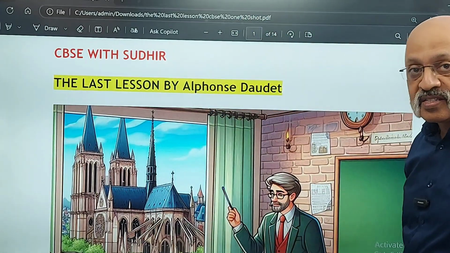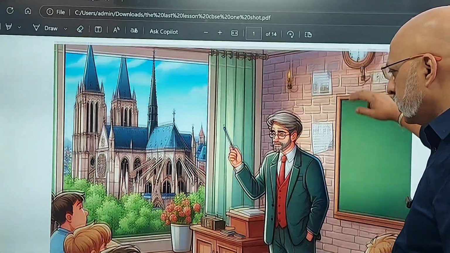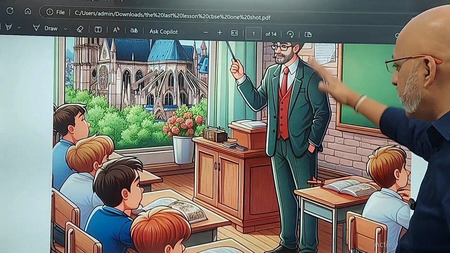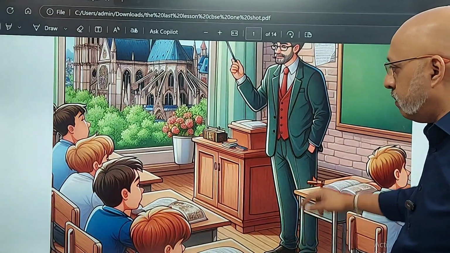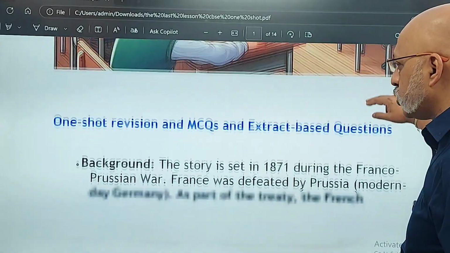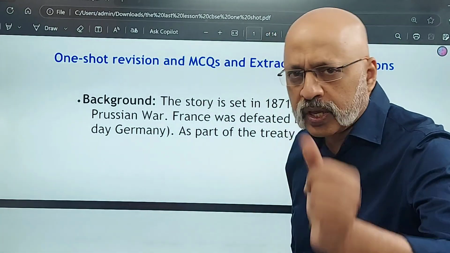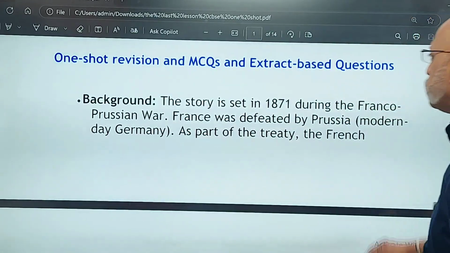So this is the last lesson, the first chapter of your book. This is the illustration which shows the French teacher M. Hamel interacting with his students on the last day at school. So let's go through what really happens in this particular story. This is to serve as a revision for you.